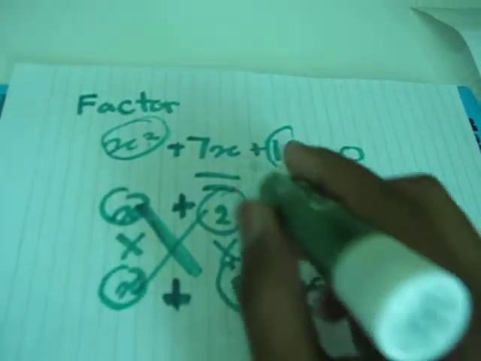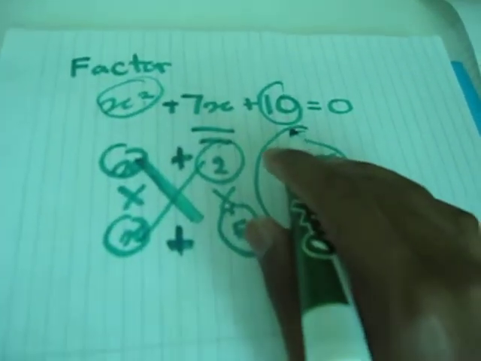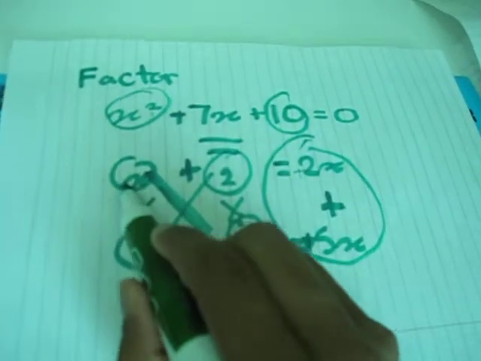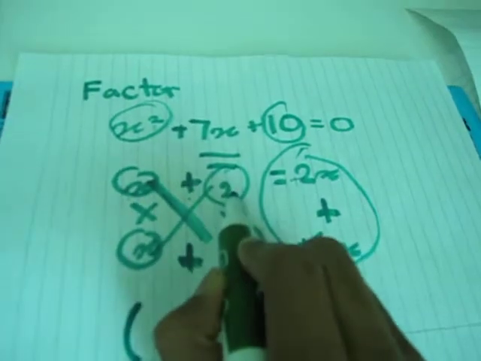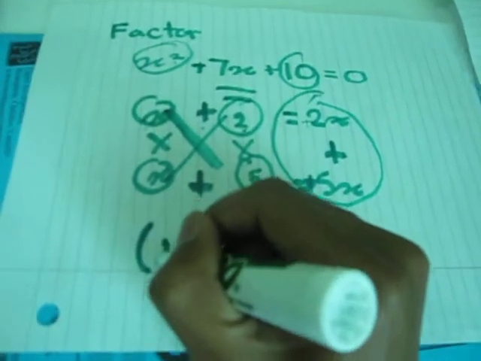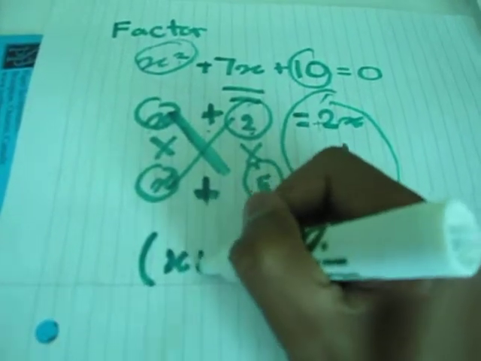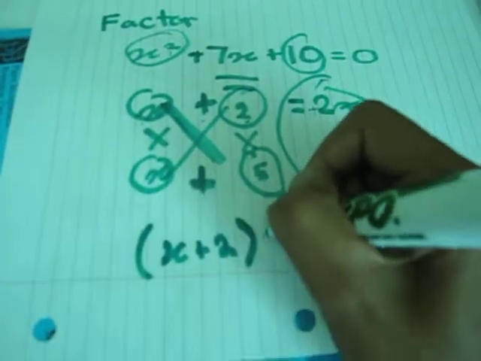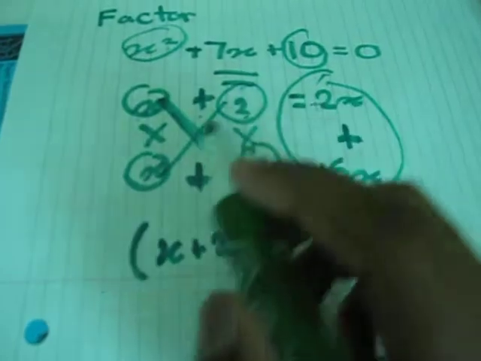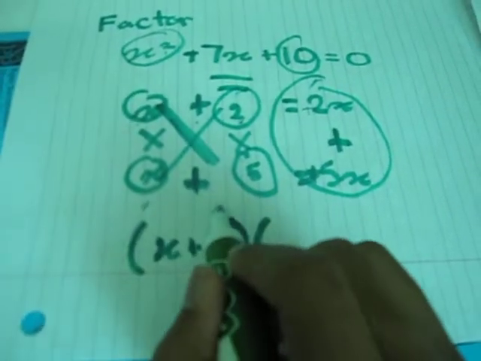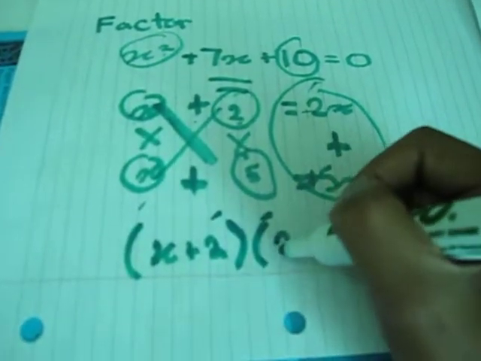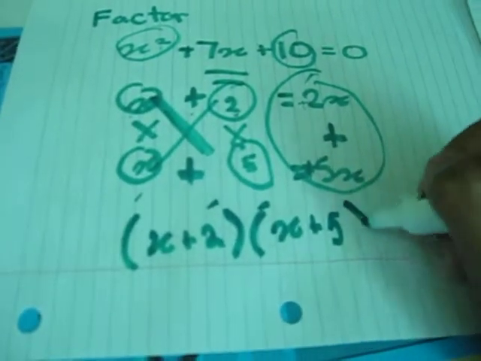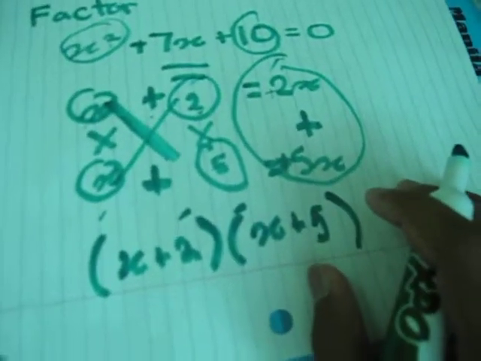So now we know that the factorization of this question is simply x plus 2, close bracket, multiplied by x plus 5. And that's the factorization of the problem.